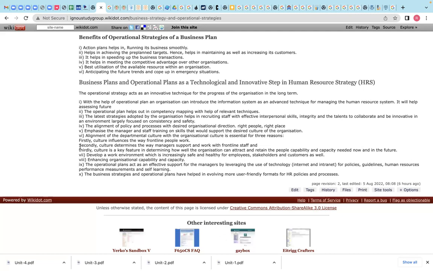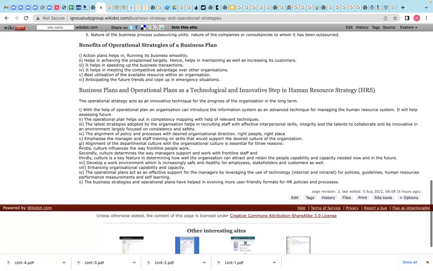Both managers and staff would be aligned to this particular culture. So it creates the overall environment very safe and healthy, because the operational strategies are the ones which are going to make sure that the environment is in the right shape. Next, it improves the overall capability and capacity of the organization. This is a motherhood statement, actually speaking.